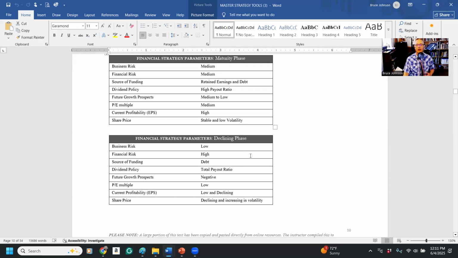Last, what about the decline phase of business? Well, here you would want it since business risk is extremely low because you've been doing this for a long time. You know how to do it. You're pretty good at it. You want to allow your financial risk to be high. What does that mean? It means debt financing.